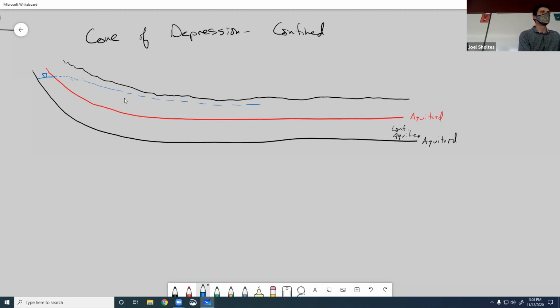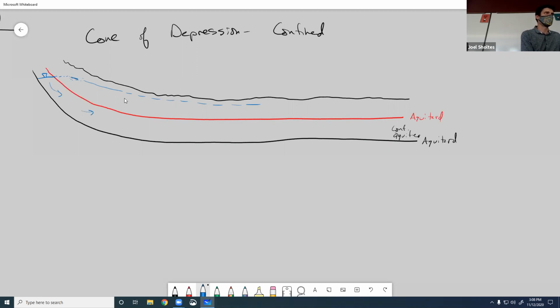So for a confined aquifer, you always need to have a sandwich. So you have one aquitard and another. This sandwich is where the confined aquifer is in. This is where the pressure builds up. This kind of acts like your pipe walls. So the aquifer is here and the water is moving down this way.